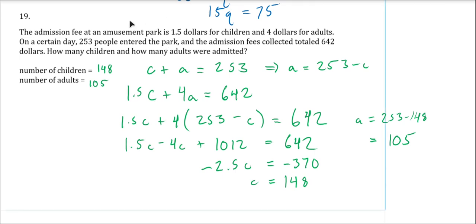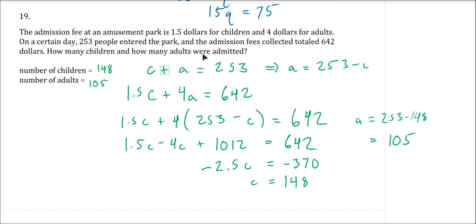Another common type of word problem that uses these systems of equations is to say that we had a certain number of people admitted to a theme park and that different amounts of dollars were charged for each ticket, and they give us the total number of dollars. So the total number of people was 253, that's children plus adults, and the total number of dollars of revenue earned was 642, which is the price of a children's ticket times the number of children plus the price of an adult's ticket times the number of adults. And this is going to give me 642.